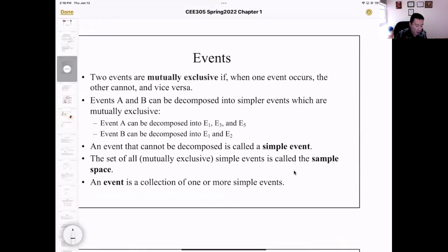We say 2 events are mutually exclusive if one event occurs, the other event cannot occur. So if event A occurs, then event B cannot occur, and vice versa. So we call event A and B mutually exclusive.